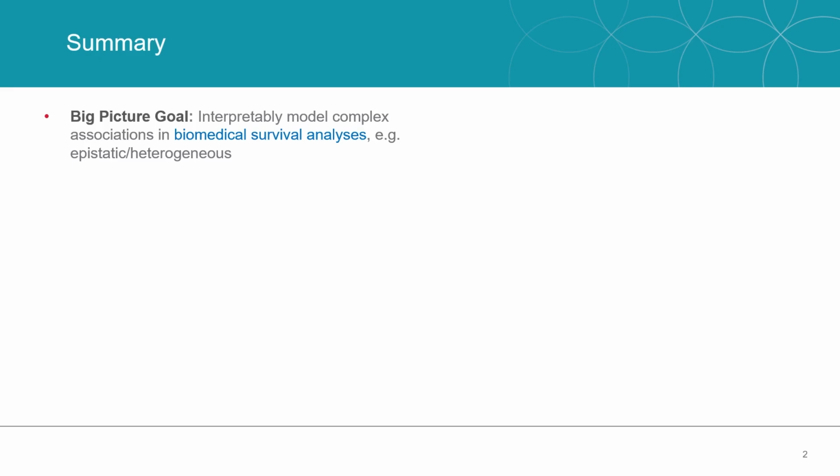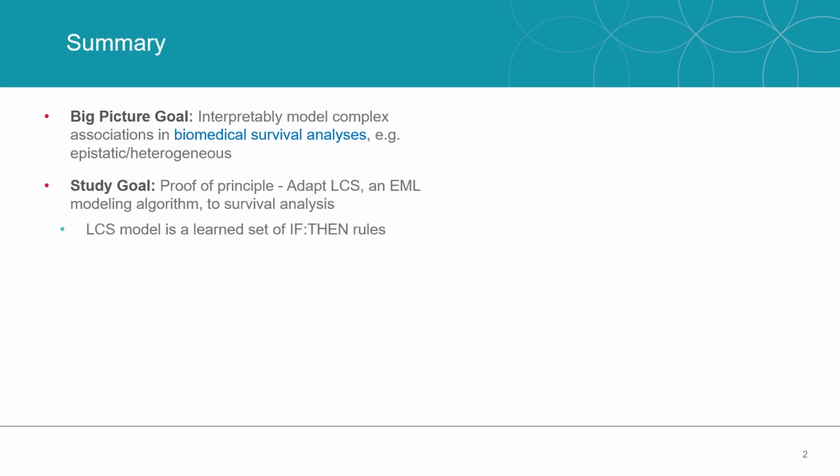Our big picture goal is to be able to interpretably model complex associations, such as epistasis and heterogeneity, in biomedical survival analysis. The goal of this study in particular is to provide proof of principle work in trying to adapt a learning classifier system, which is an evolutionary machine learning modeling algorithm, to survival analysis. LCS, or learning classifier system, learns a model as being a set of discovered if-then rules.